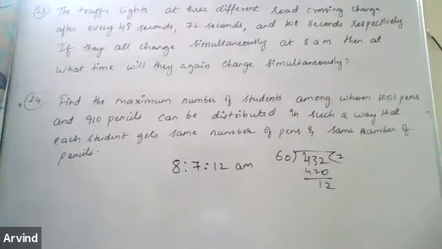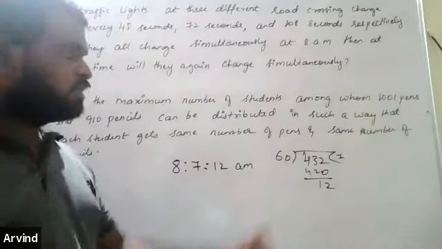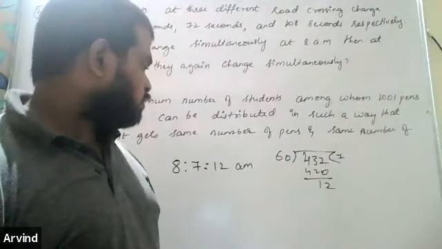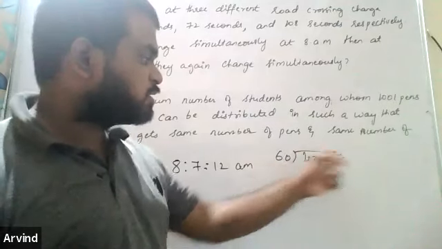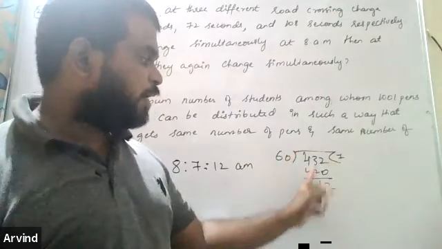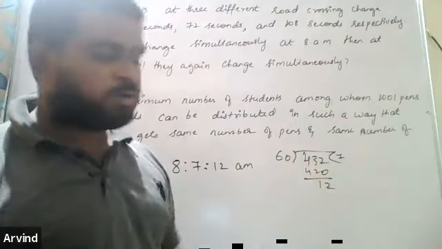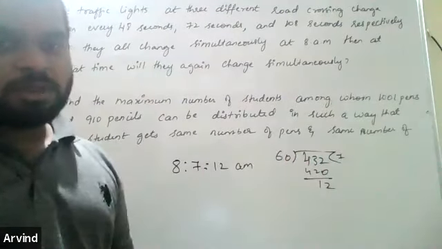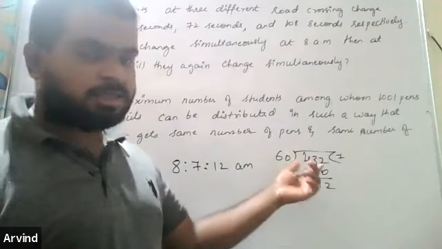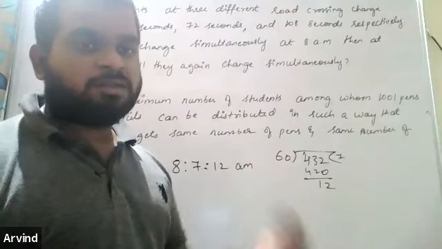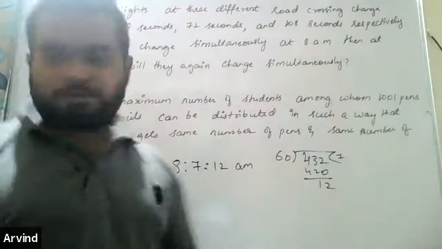I got 2, sir. How come? It should be 12 seconds, right? See, I have divided. 60 sevens are 420. 432 minus 420 gives 12 seconds. How can it be 2 seconds? 432 seconds. To convert to minutes, what do you do? Divide by 60.